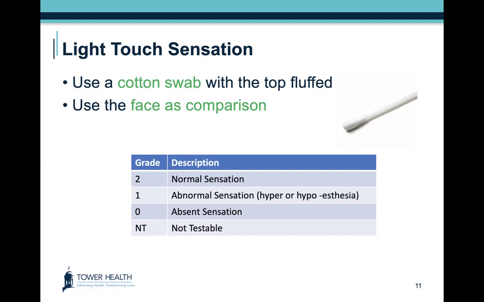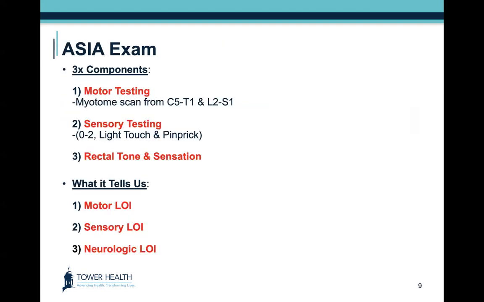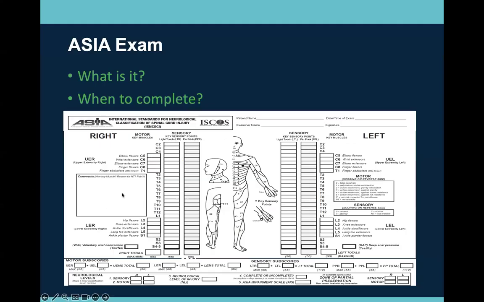Not testable, you would use, for example, if somebody has a full arm fracture or something like that, and they're in a cast and you can't test that specific dermatome, you would just put not testable for that. And you can see here on this slide, this box on the side, the comment section, any kind of exceptions to your testing, you would just list it there.